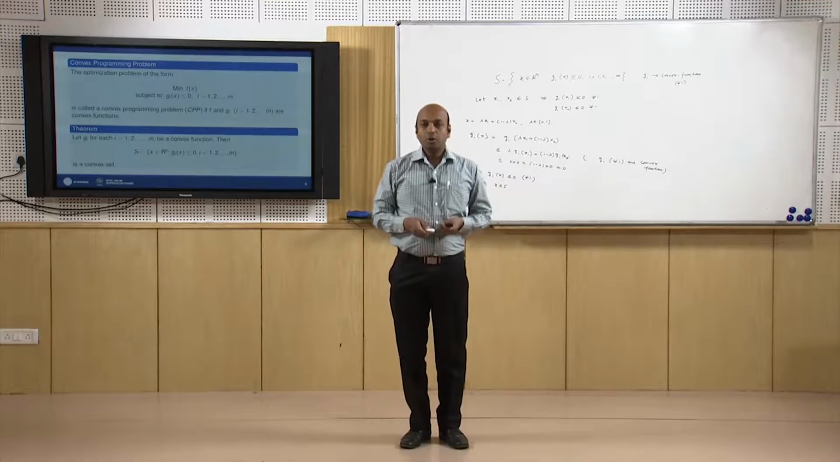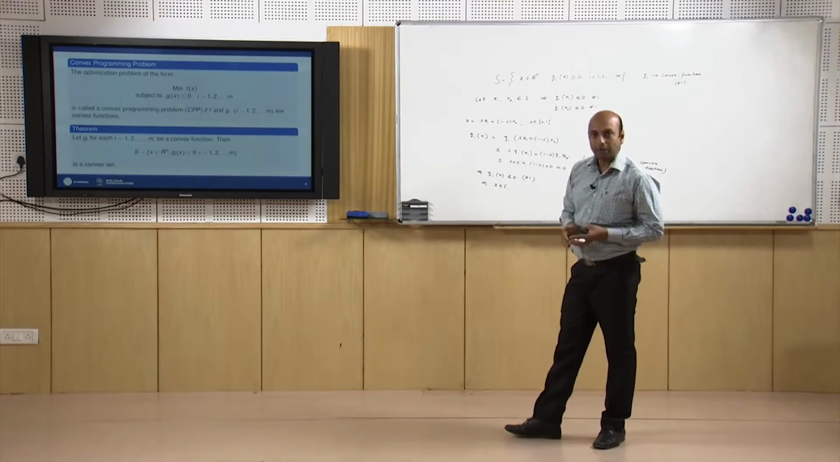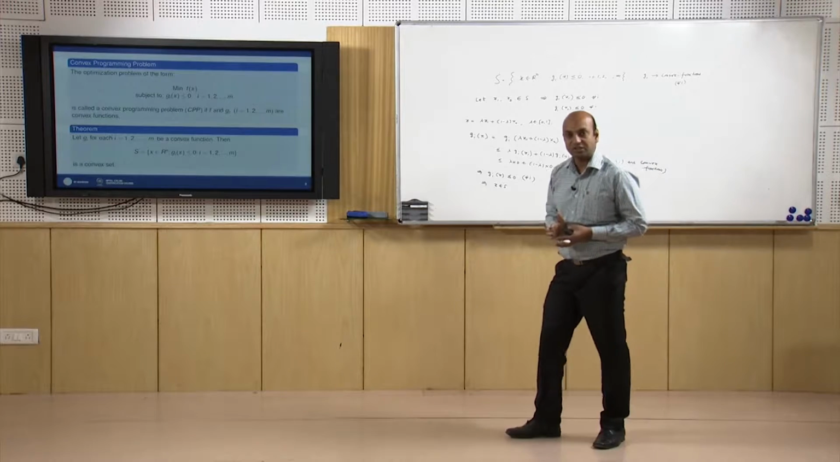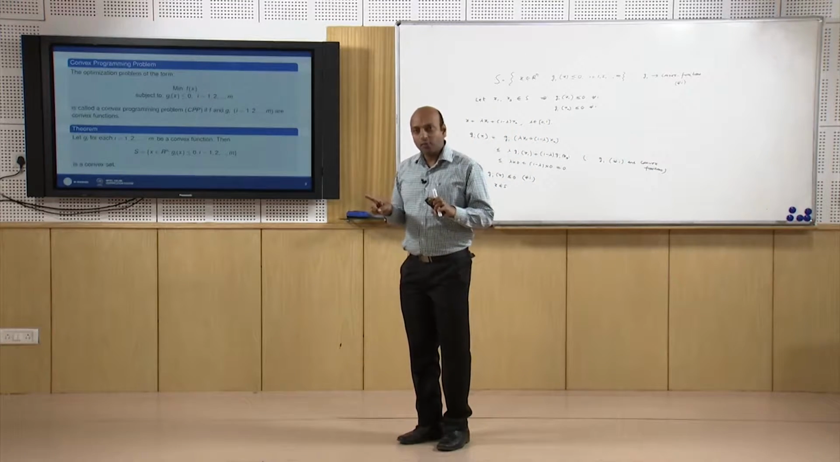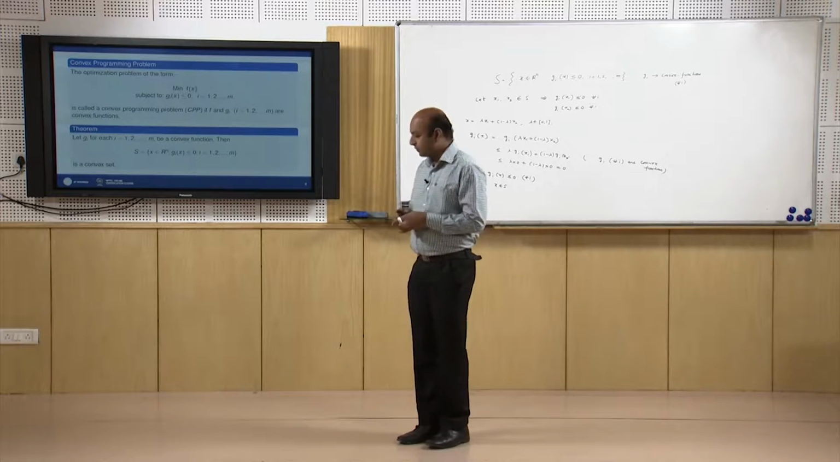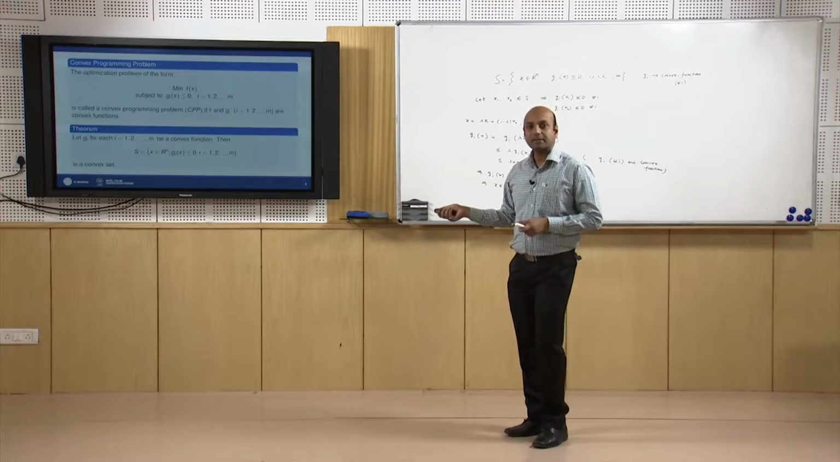So, what I want to say is that if you take all the constraints of less than or equal to type and all constraints are convex functions, then the collection of all those x which satisfy all the constraints g_i(x) less than or equal to 0 is always a convex set.